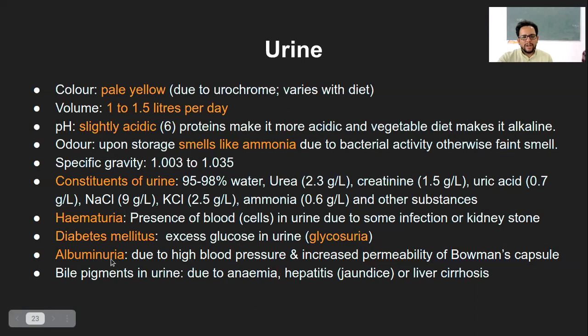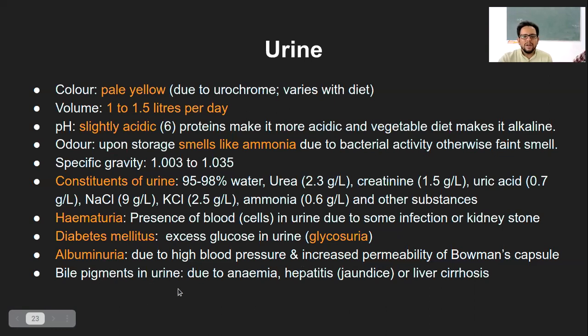Then albuminuria, due to high blood pressure. Whenever people with hypertension or high blood pressure have increased permeability of the Bowman's capsule, larger molecules like albumin can also enter into the nephron structure, and then they enter into the urine. That situation is called albuminuria.